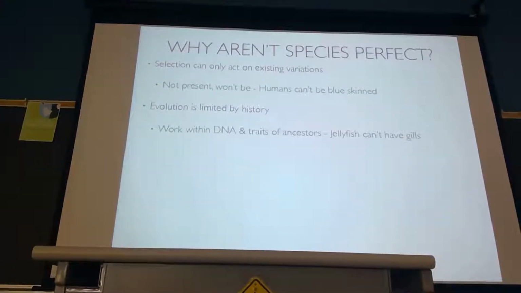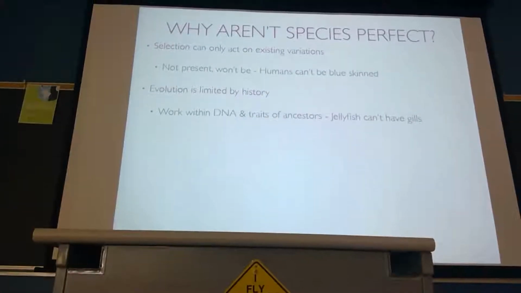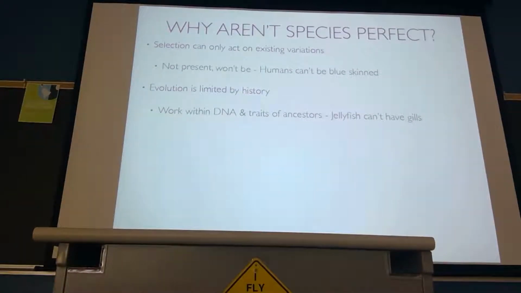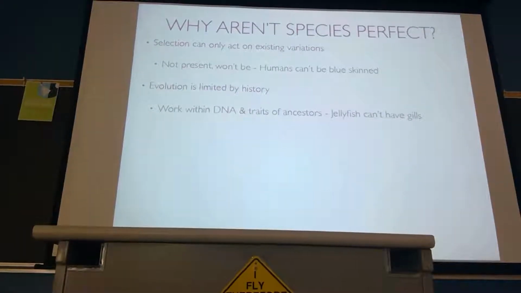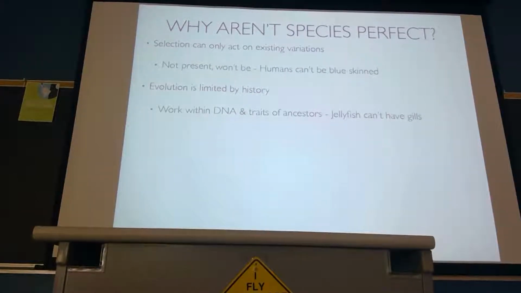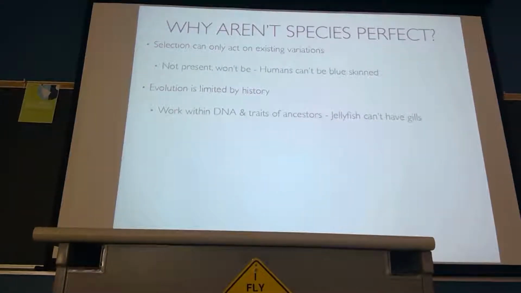Okay, and that's this next part. Evolution is limited by history. There's lots of variation that's possible, but it's also constrained, again, to the DNA and the genetic content that that species has. You can only work with the DNA that you've got, unless you're a bacteria and you grab stuff randomly from your environment.